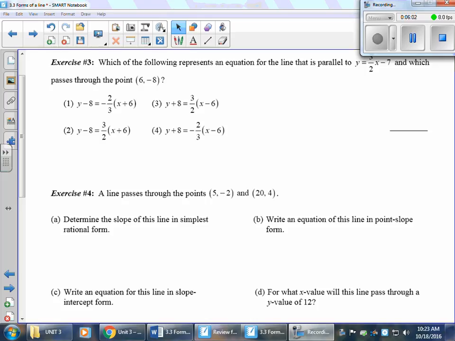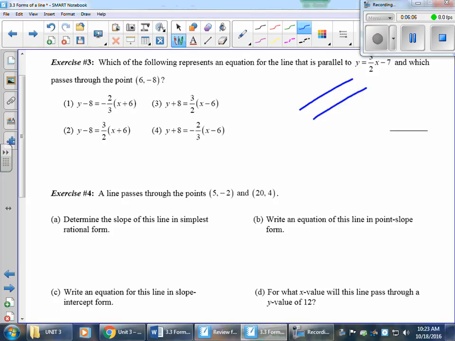Well, hopefully you're remembering that if two lines are parallel, then they have to have the same slope. So if we're talking about an equation that is parallel to 3/2 x minus 7, remember, if you think about putting a graph in the middle of this, they're going to have different y-intercepts, but the slope's going to be the same. So we could do point-slope form because that's what our answers are all in.